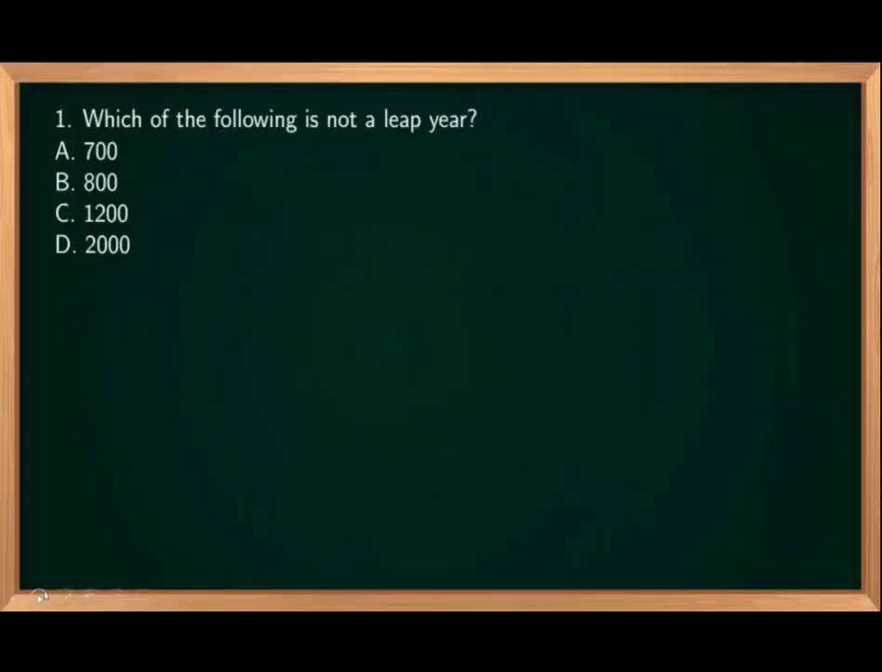First question. Which of the following is not a leap year? This answer is 700. Given all years are century years, we have to divide by 400. So option B, option C, option D are multiples of 400. So the answer is 700, which is not. You just have to read the question thoroughly. Which one is asked? Which of the following is not a leap year or is a leap year? So the answer is option A.